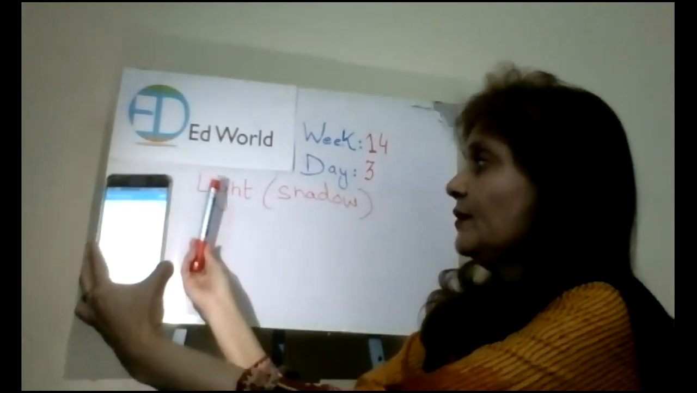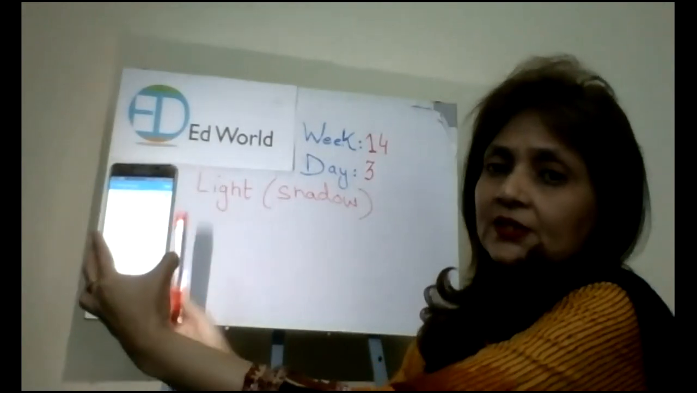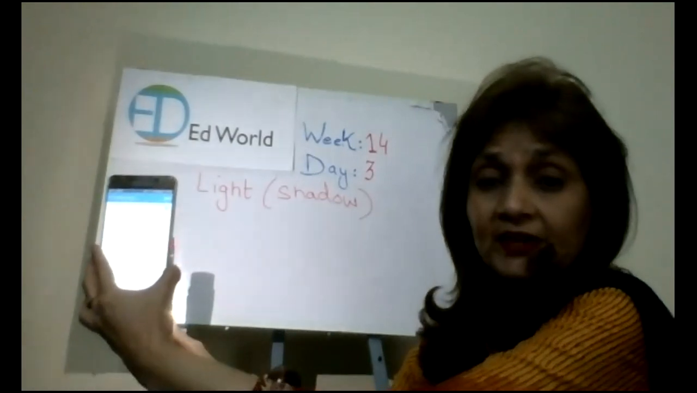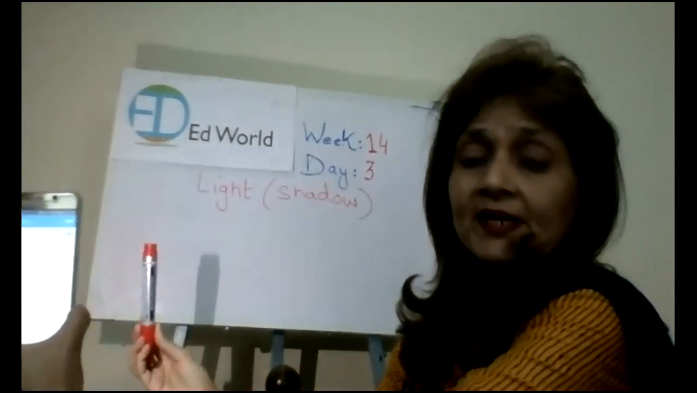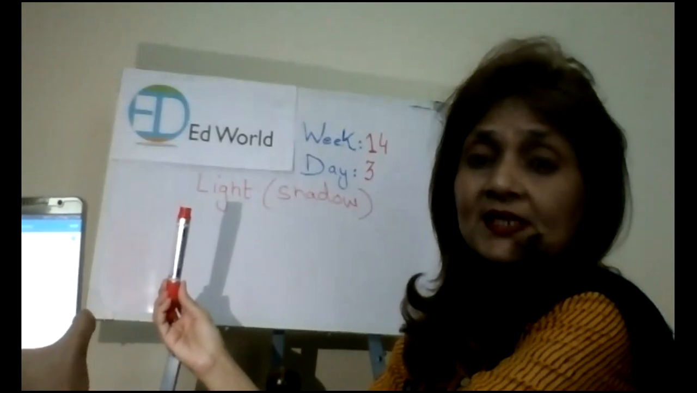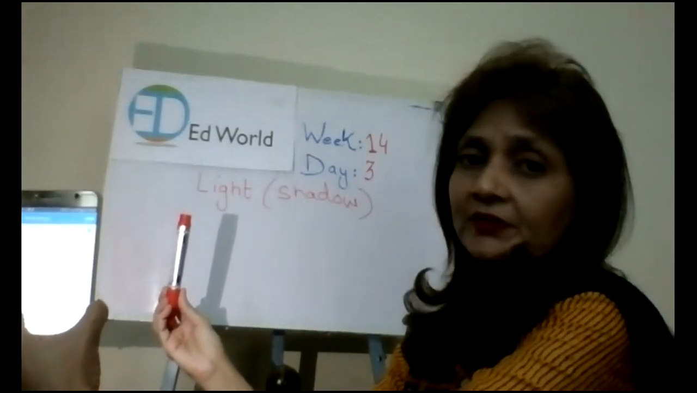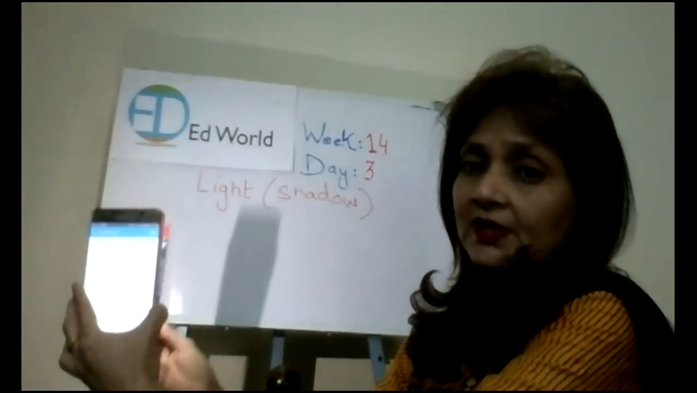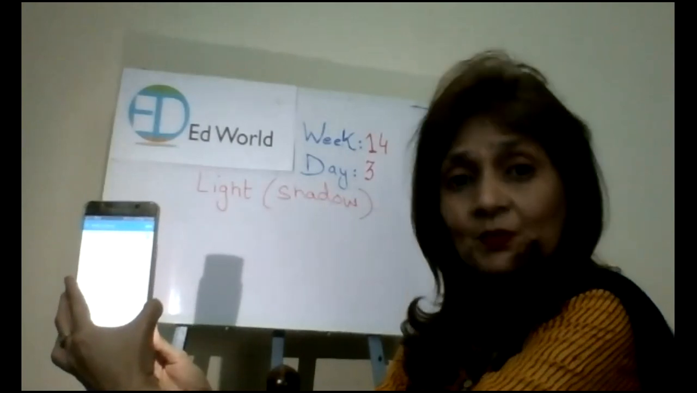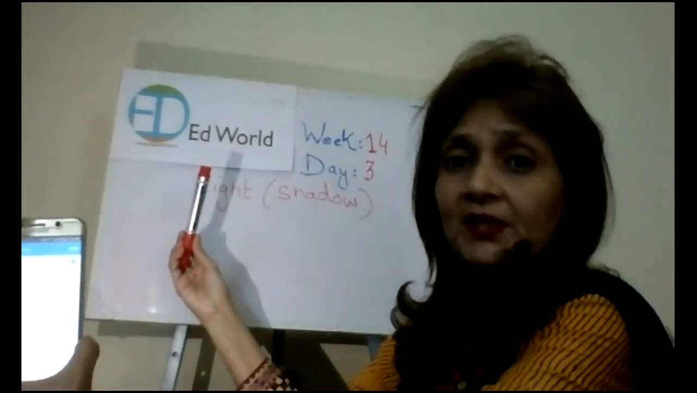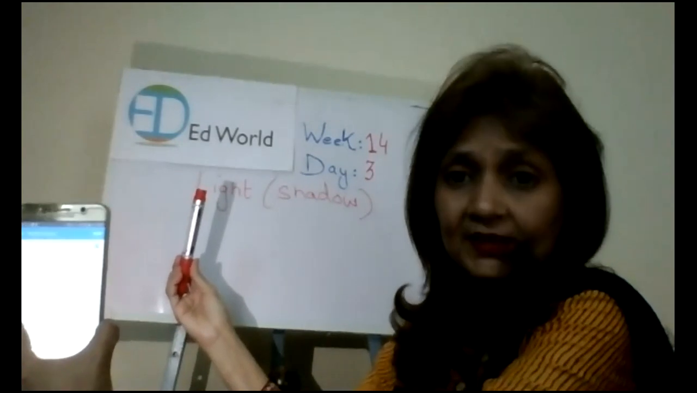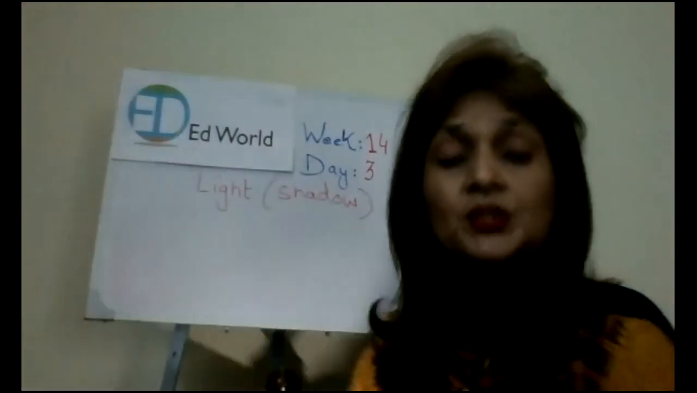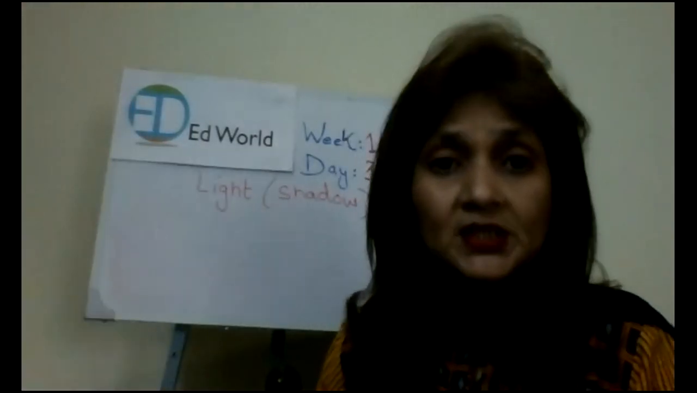When it is nearer to the light, you can say the shadow is very small. But when it is further, you can see the shadow. Can you see the shadow of this marker? It is big. But when I place it near to the light, the shadow is small. But when it's away from the light, the shadow is big. So this is what we are going to learn. We are going to learn about shadow, how shadow is formed.